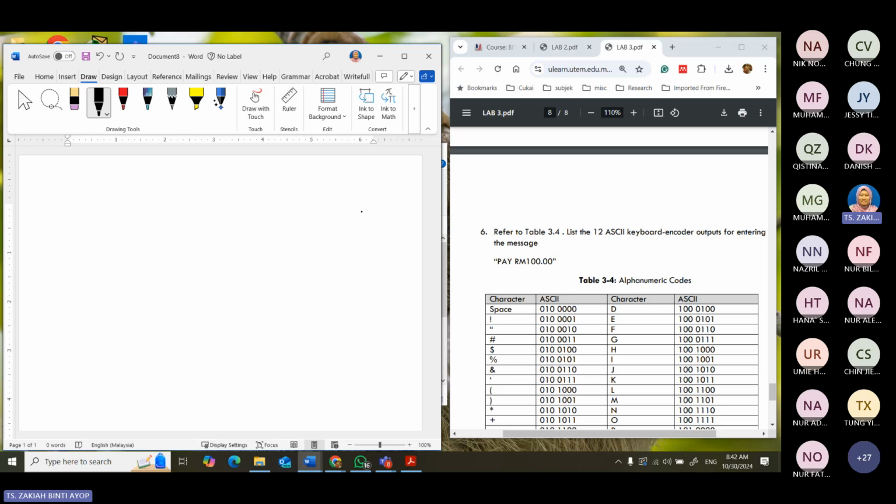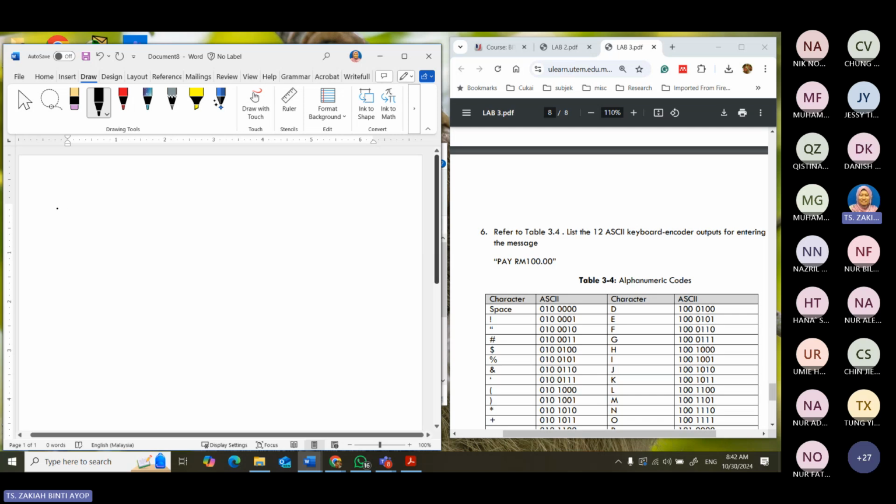So to do some operations such as to display it back again, based on the one that you have pressed down using the keyboard. So there's a lot of translation or encoding inside the computer. So now let's say you want to represent, you want to display the message of pay RM100 that is input from the keyboard.